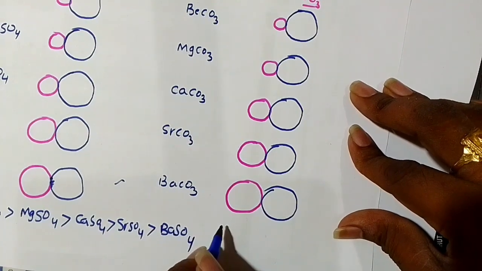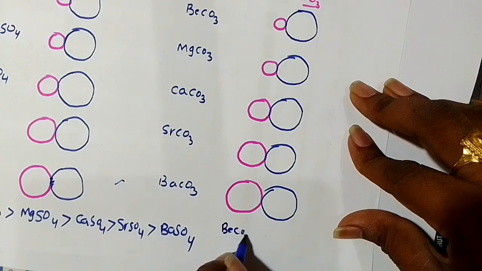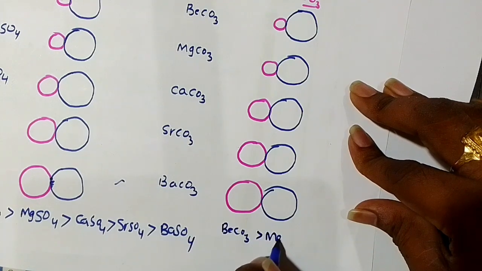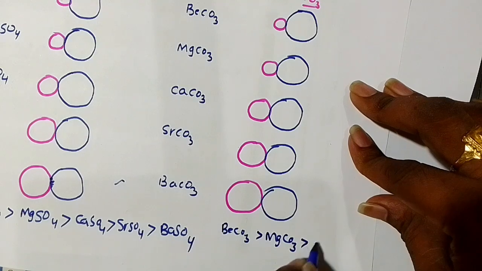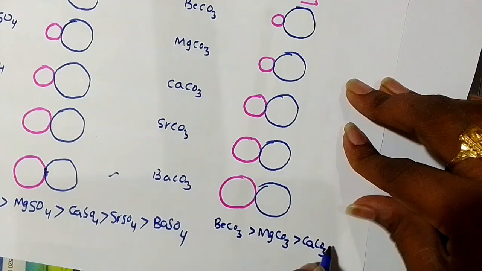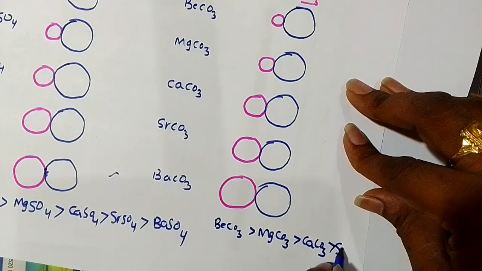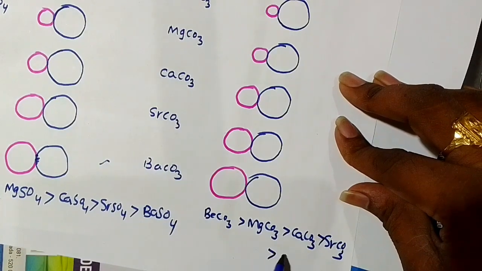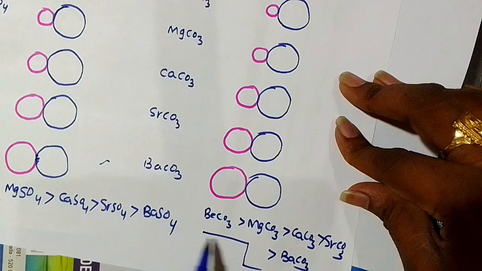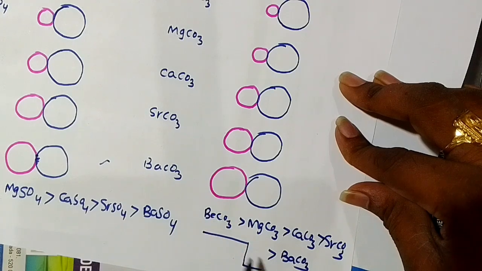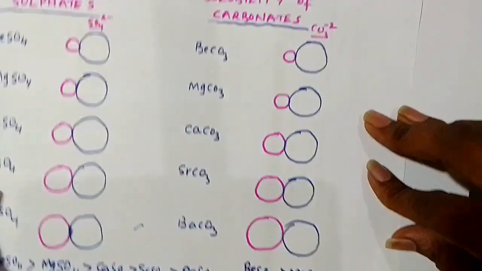So the solubility order is BeCO3, MgCO3, CaCO3, SrCO3, and barium carbonate. So this is the order of solubility. Beryllium carbonate is more soluble, and barium carbonate is the least soluble because lattice energy is more.